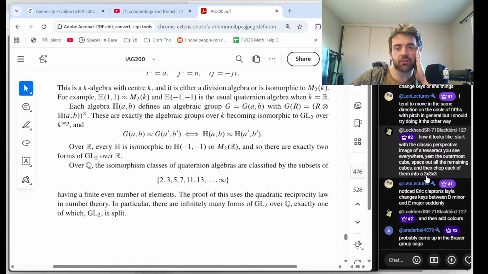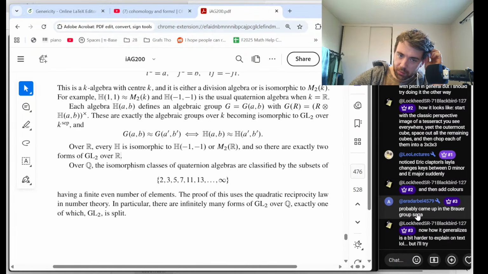Oh, I think I've seen that image. Now that you mention it, Locke, I think I've seen something like that. Notice Eric Clapton's Layla changes keys between D minor and E major suddenly. I will have to pay attention to that.